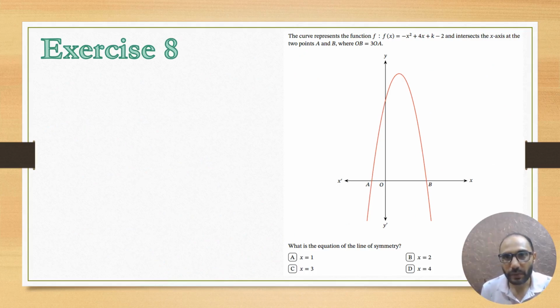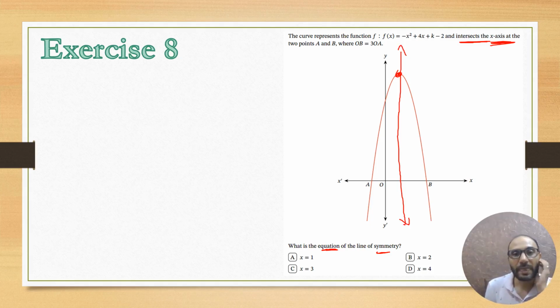Okay, it's the same as the previous one, and the required is the point of intersection of x-axis, where OB equals 3OA. What is the equation of the line of symmetry? We said before in the previous example that the straight line which divided the curve into two congruent parts or two equal halves is called the axis of symmetry. It passes through the vertex point and the certain point C, which is 2 and 0 on x-axis.